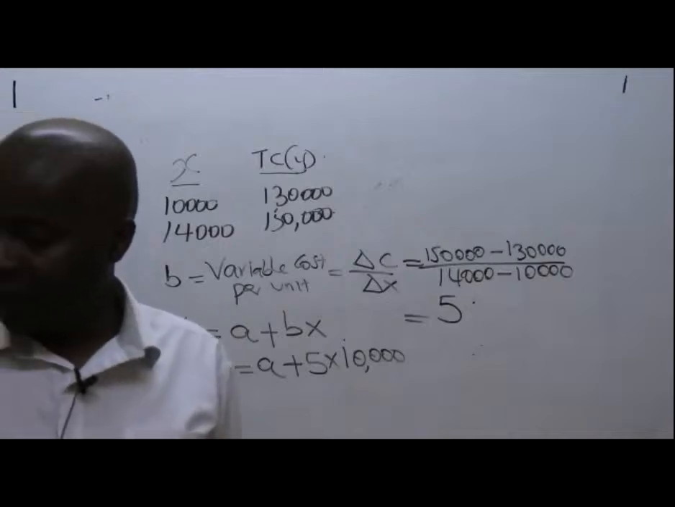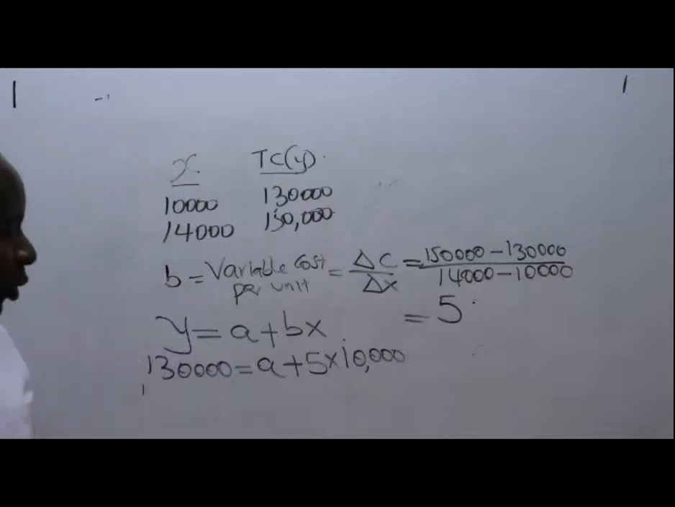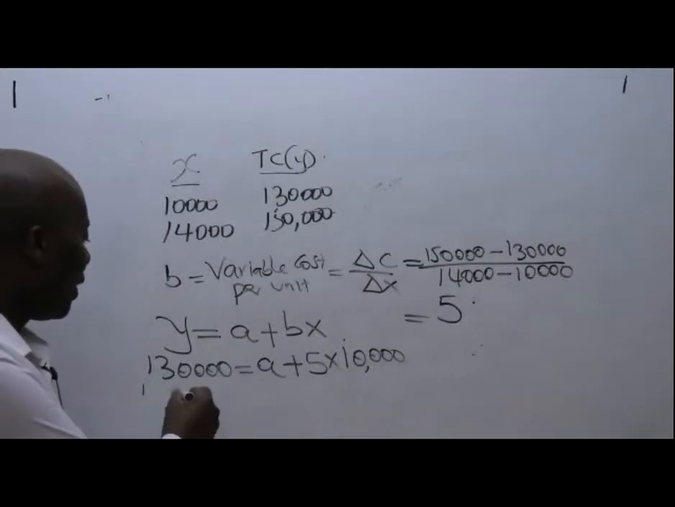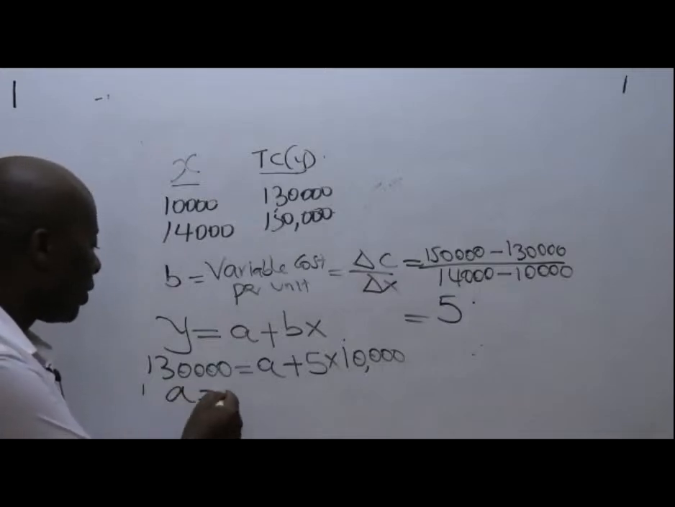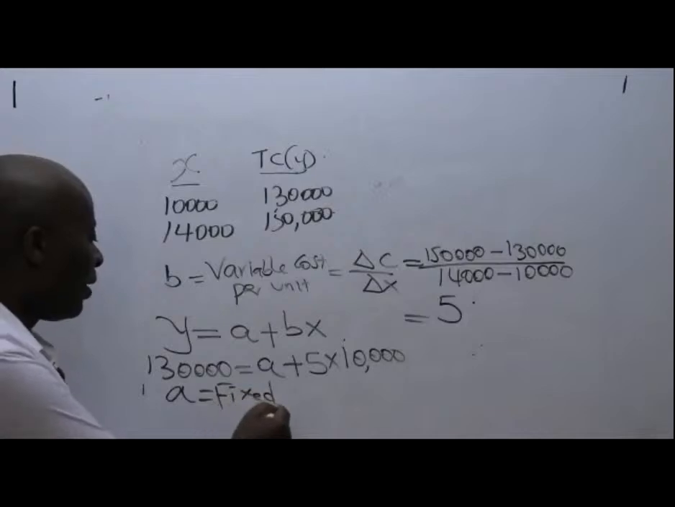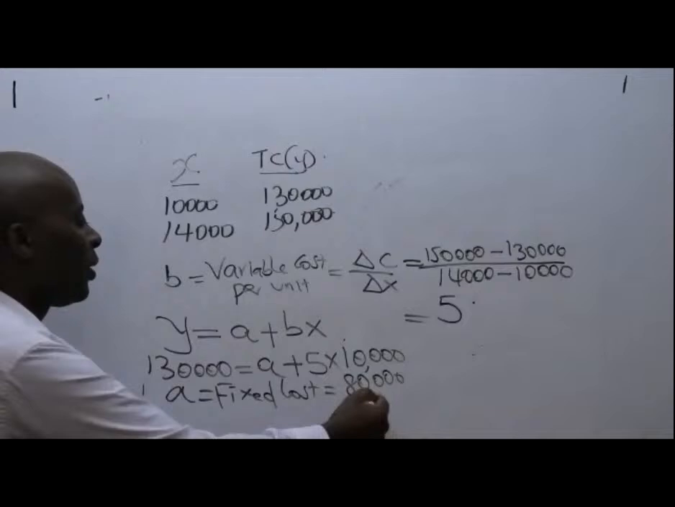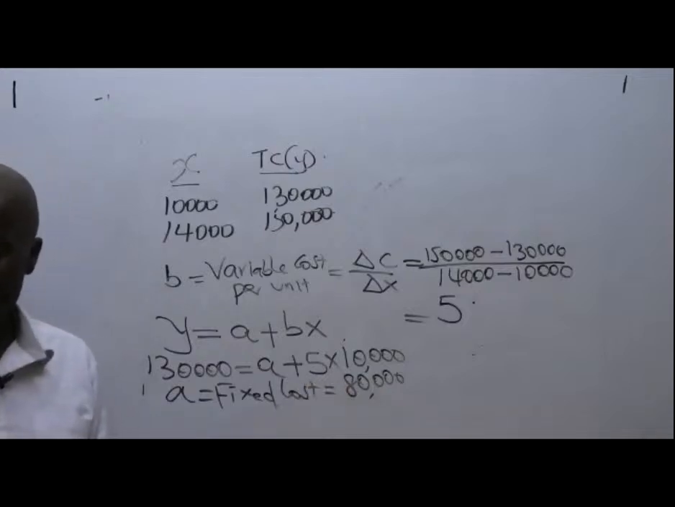So kindly give us A. A will be, when it crosses over 50,000, it becomes negative. So it will be 130,000 minus 50,000. And I can see a good student here called Mumo giving me 80,000. So A is my fixed cost, which equals 80,000.